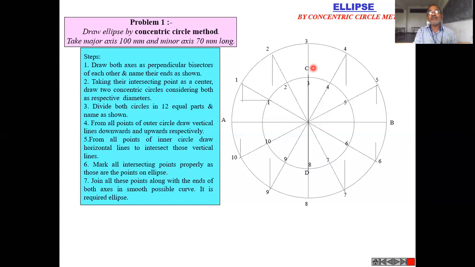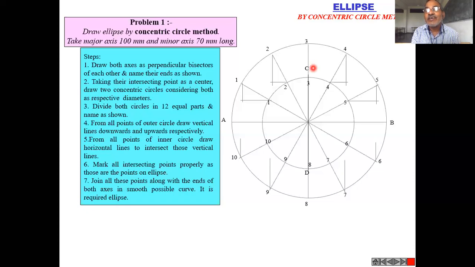So from 1 on the inner circle, you draw a horizontal line to meet the vertical line which is drawn from 1. In the first case, from the points on the outer circle, you are drawing the vertical lines inwards, and from the points on the inner circle, you are drawing the horizontal lines outwards. So from 2. So next, the point is 4, so you are drawing outside. So from the 4, you're drawing outwards. That means away from the center.